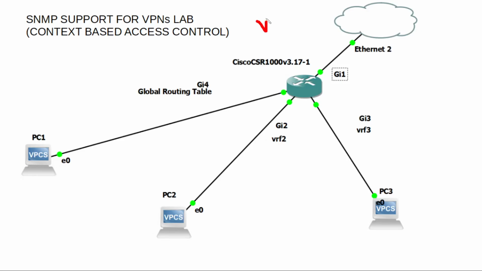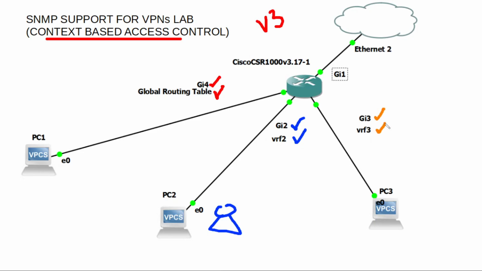So this is our SNMP version 3 lab, where we are going to configure a feature that is known as SNMP support for VPNs, also known as context-based access control. Notice that we have this gigabit 4 that belongs to the global routing table, and we also have this gigabit 2 that belongs to VRF2 that is helping us provide services for our blue customer. And we also have gigabit 3 that belongs to VRF3 that is helping us provide services for our orange customer.